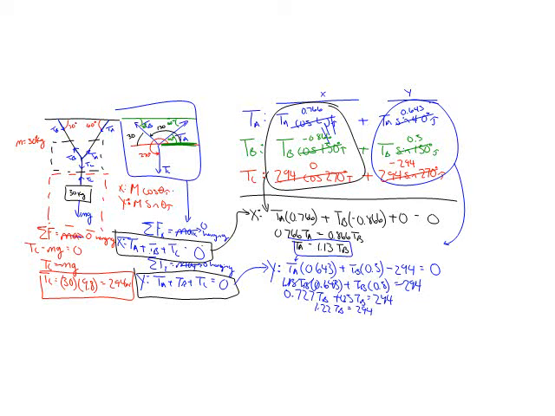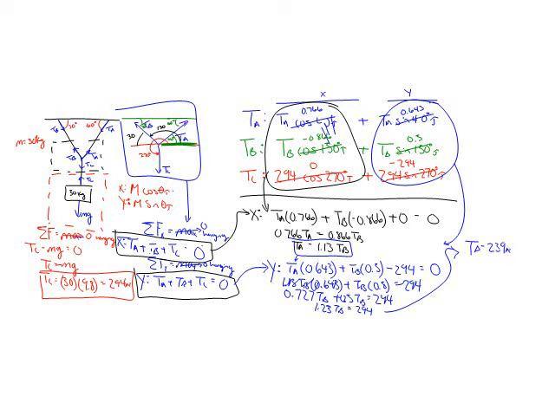And 294. Actually, it's 1.23. Should be 3 instead of 2. There we go. And that gives me 239. So TB, right over here, TB is 239 newtons.